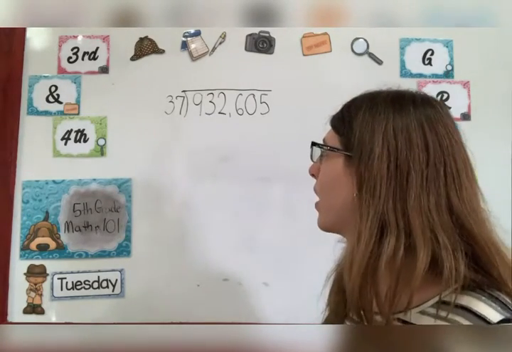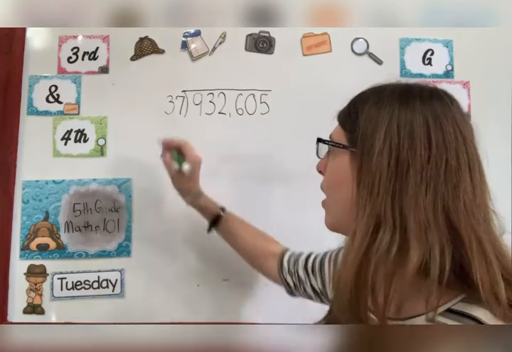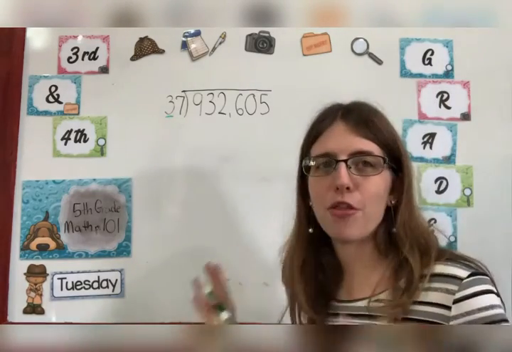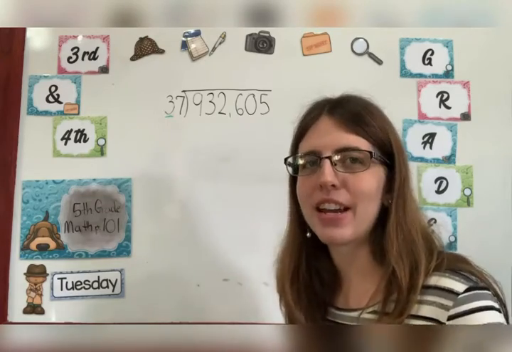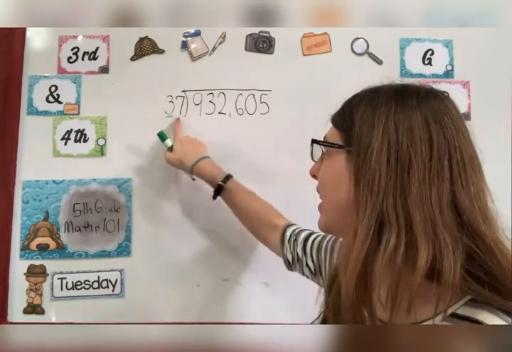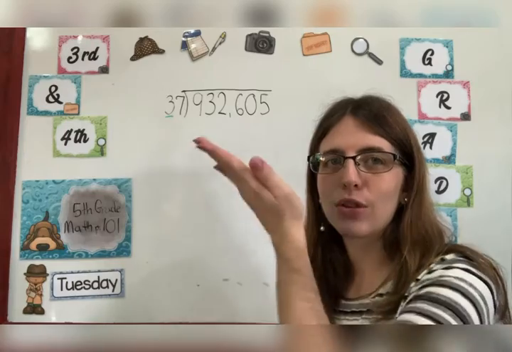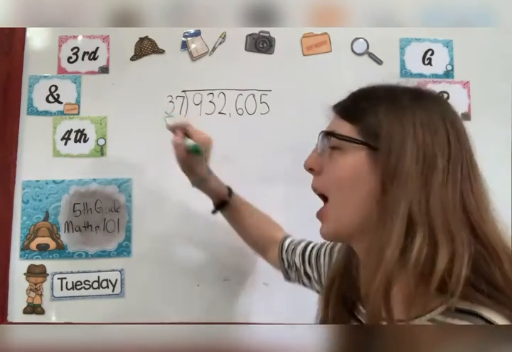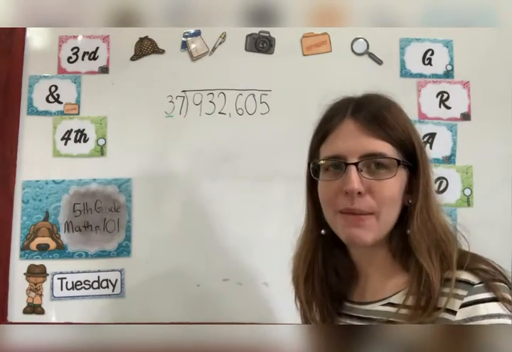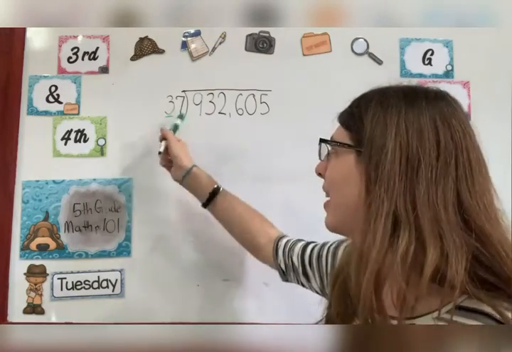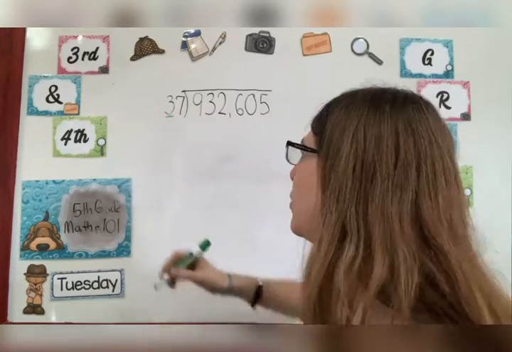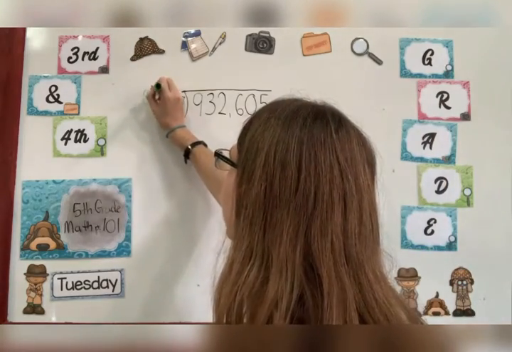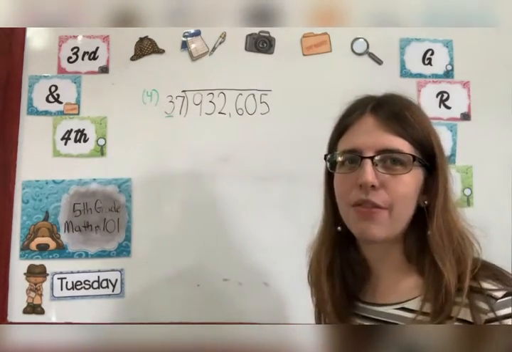So I start with my front number, that 3. That's what I'm going to use to estimate how many times I can divide my number. But I have to look at the number behind it. If that number is 5 or greater, then I round it up. If it's 4 or less, I keep it the same. What number is that? 7. Well, that's greater than 5, so I'm going to round up and use 4 when I estimate instead of 3.